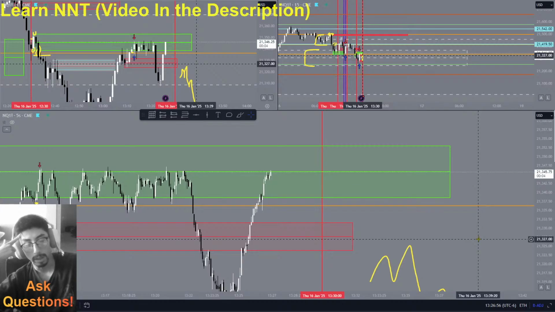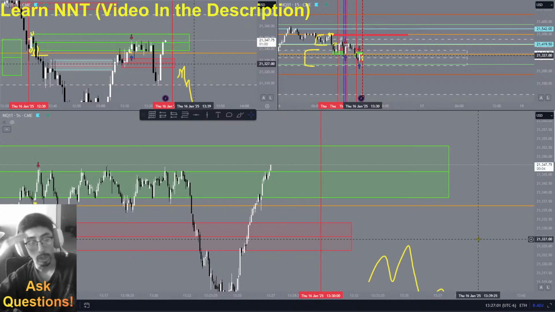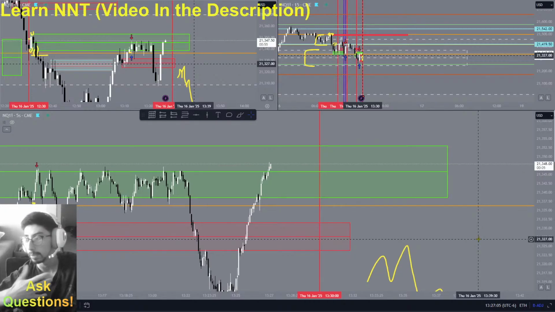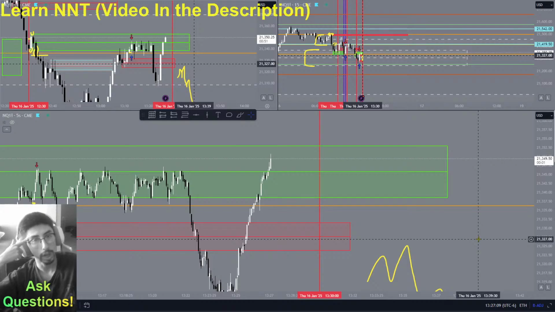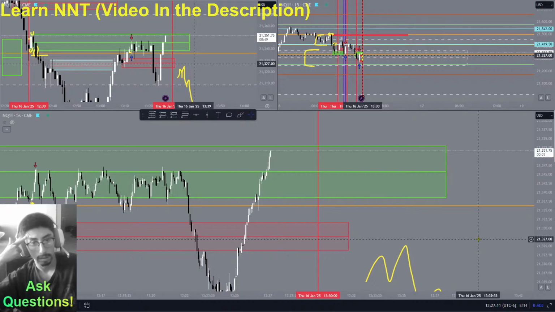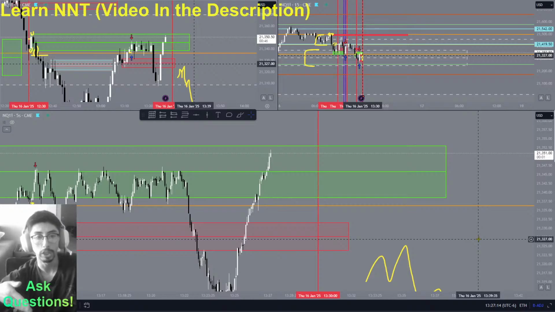The market only does two things. We chop, aka barcode, accumulate, it's all the same thing, or we displacement. So like moving all the way up or moving all the way down. That's all we do. We just chop and we move. But the technical terms are accumulation and displacement.